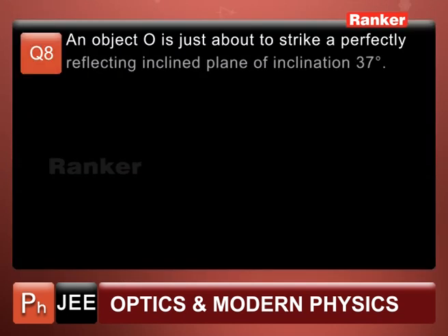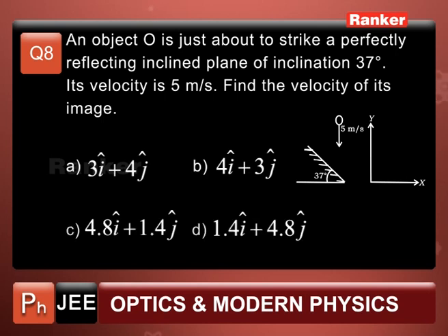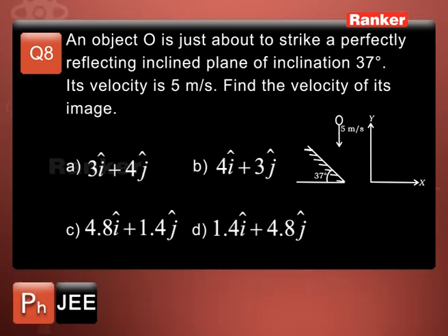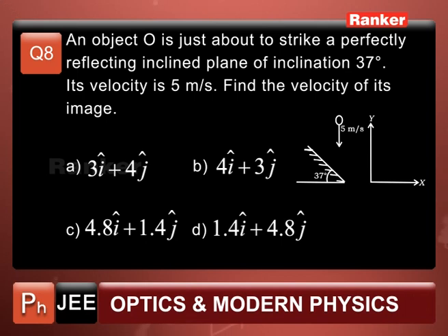Next question is 8. An object O is just about to strike a perfectly reflecting inclined plane of inclination 37 degree. Its velocity is 5 meter per second. Find the velocity of its image in the corresponding xy components, which I will show right now.